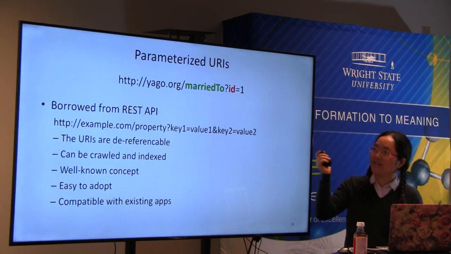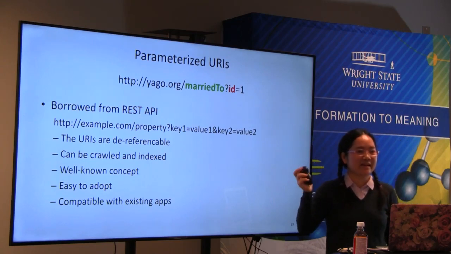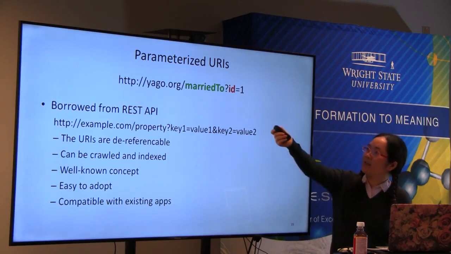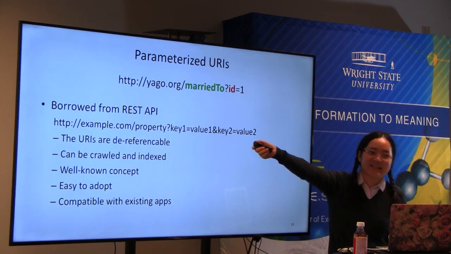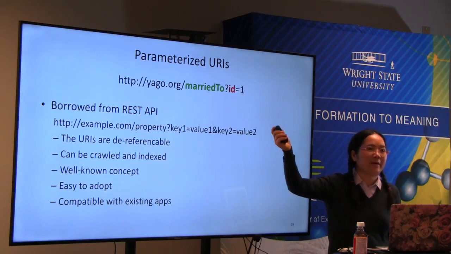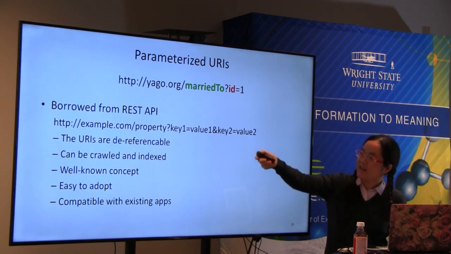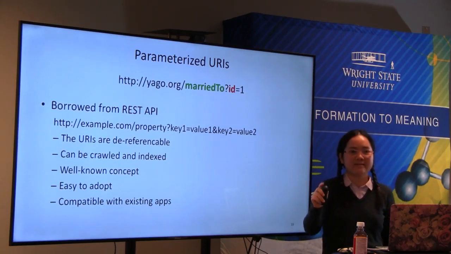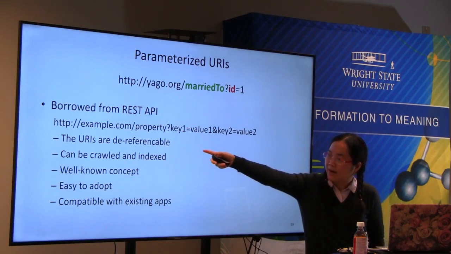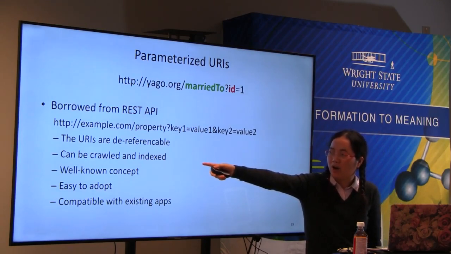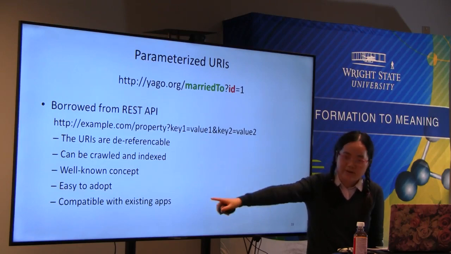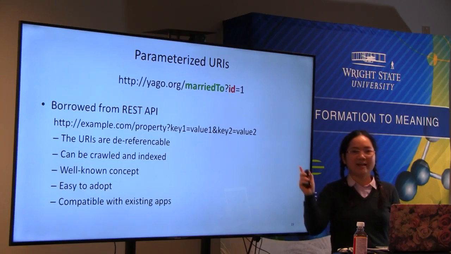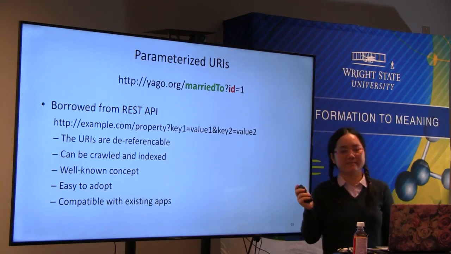So when I say that it is easy to understand, it's because it borrows an existing concept that is very popular: the REST API. In the URI, we have parameters, simply like that, and we can have a number of parameters; it doesn't have to be one. The URIs are dereferenceable and can be crawled and indexed, a well-known concept, easy to adapt and compatible with existing apps. This is for selling to the RDF, not mixing semantics and syntax.